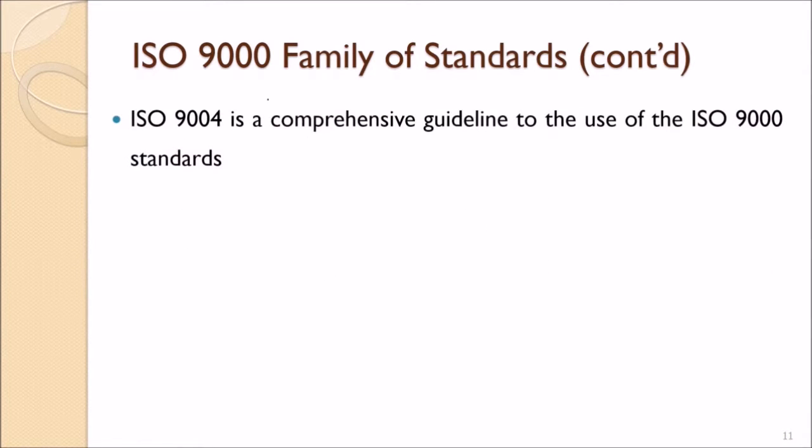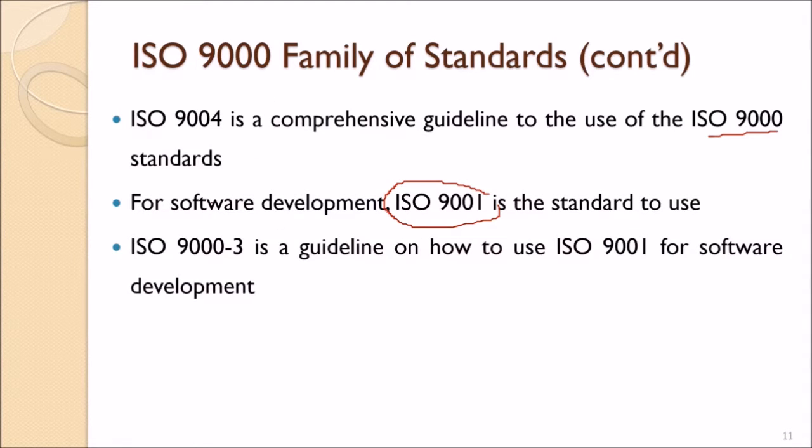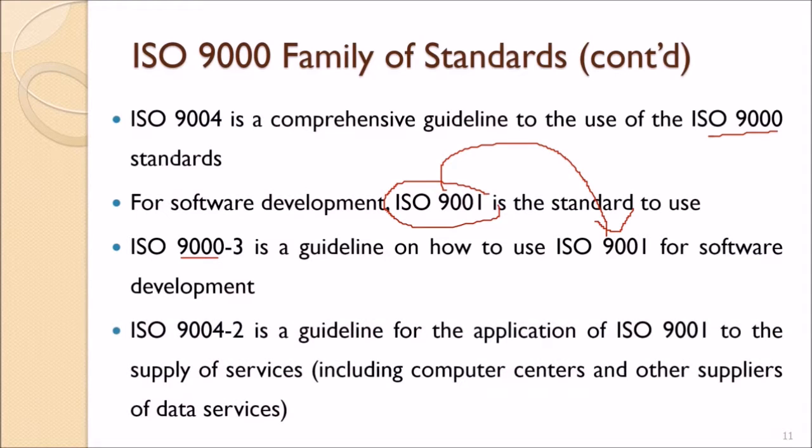ISO 9004, on the other hand, is a comprehensive guideline to the use of ISO 9000 standards. And for software development, of course, ISO 9001 is the standard to use, while ISO 9003 is a guideline on how to use this ISO 9001 for software development. ISO 9004-2, again, is a guideline for application of ISO 9001 to the supplier services, which include the computer centers and other suppliers of data services.